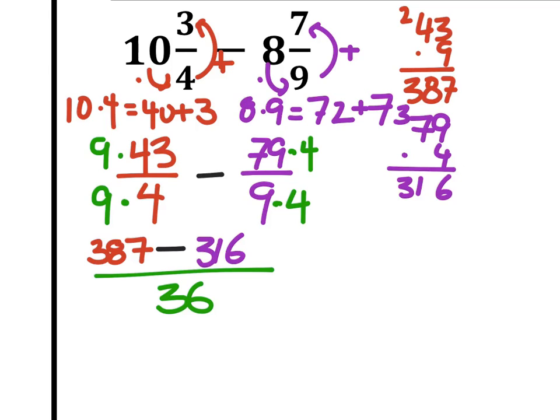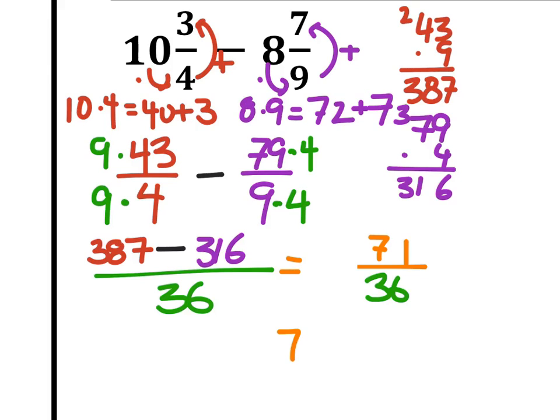387 minus 316 36ths. And after doing the subtraction on that, looks like we'd get 1 there. 8 minus 1 is a 7. So 71 36ths. Now 71 is bigger than 36, so I do need to change this fraction into a mixed number once again.